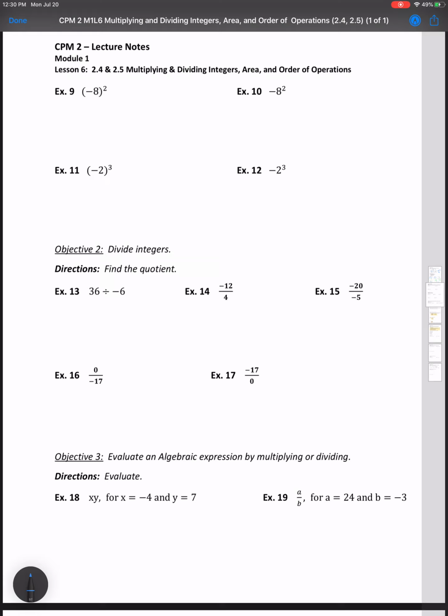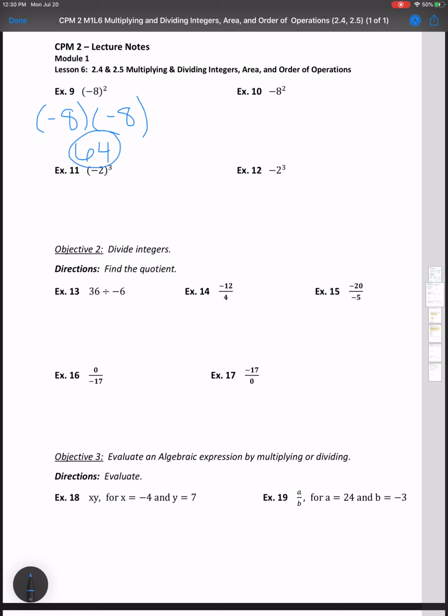So look at 9. Am I squaring 8 or negative 8? Because there's parentheses, you square whatever you see in the parentheses. Well, I see a negative 8 in parentheses, so that means you take negative 8 times itself twice. And then here, signs are the same, so it's a positive. 8 times 8 is 64.